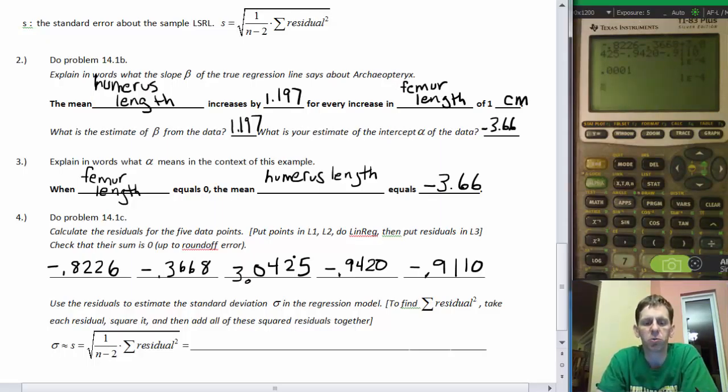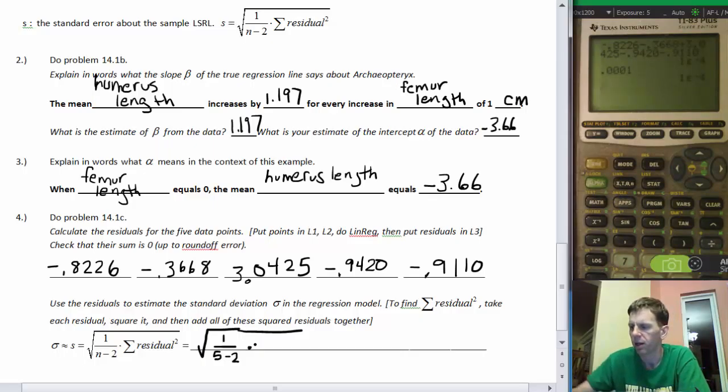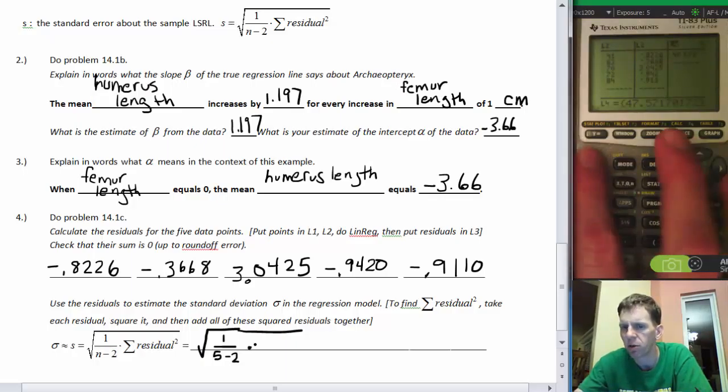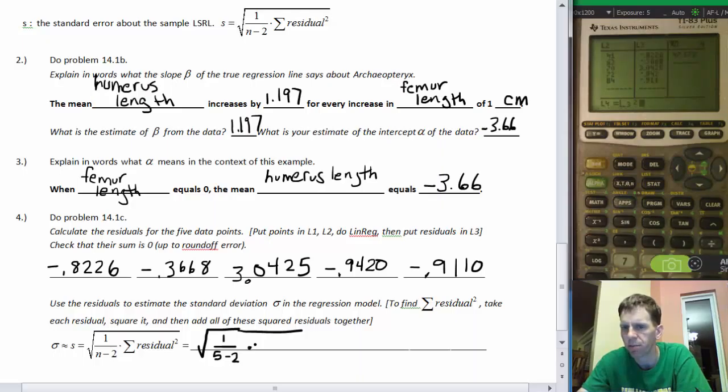The last thing we have to do is use the residuals to estimate the standard deviation sigma in the regression model. So we're going to crunch out a little formula. Now we know in this problem that our sample size n is equal to 5. So we're going to have the square root of 1 over 5 minus 2 times the sum of the residuals squared. Now we already have our residuals in list 3 in your calculator. To square the residuals, let's highlight L4, and I'm going to do L3 squared. This gives me my residuals squared.